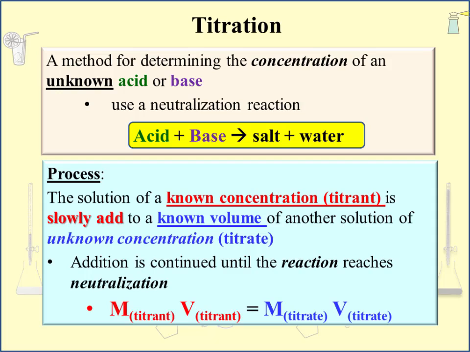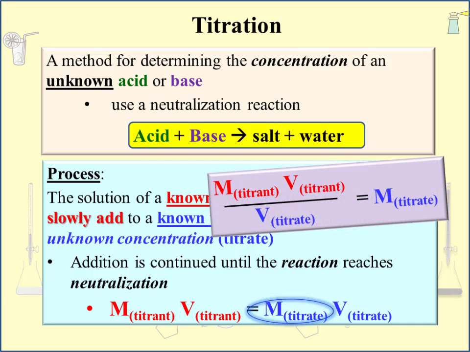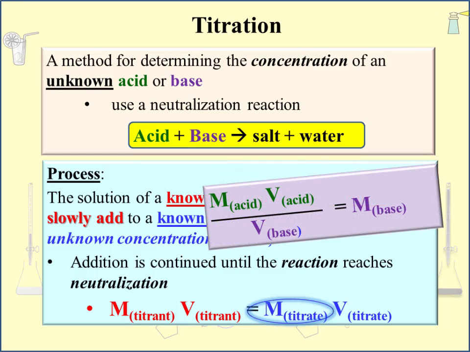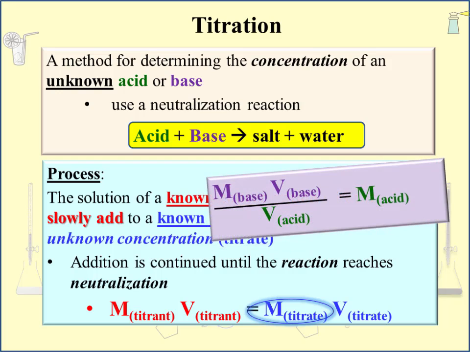As shown in the pH and titration lecture, titration is a process that takes the solution of a known concentration, the titrant, and slowly adds it to a known volume of another solution of unknown concentration, the titrate. Addition of the titrant is continued until the reaction reaches neutralization. In the previous lecture, the unknown concentration of the titrate was determined using the equation molarity of the titrant times the volume of the titrant is equal to the molarity of the titrate times the volume of the titrate. The unknown in the equation, the molarity of the titrate, can be solved for generating this equation. If the titrate is the base and the titrant is an acid, the equation looks like this. If the titrate is an acid and the titrant is a base, the equation looks like this.